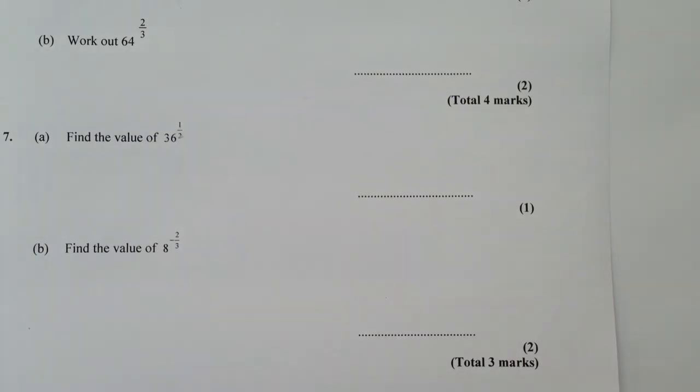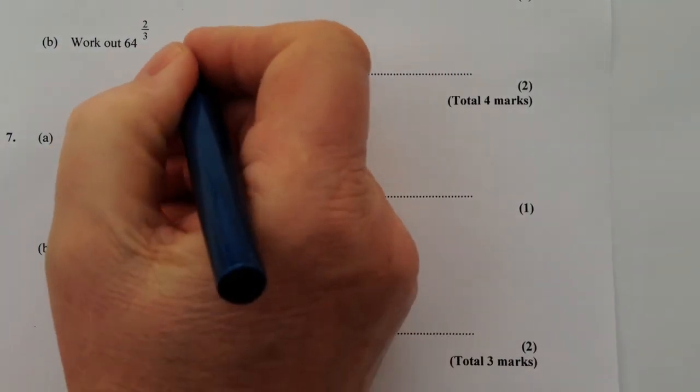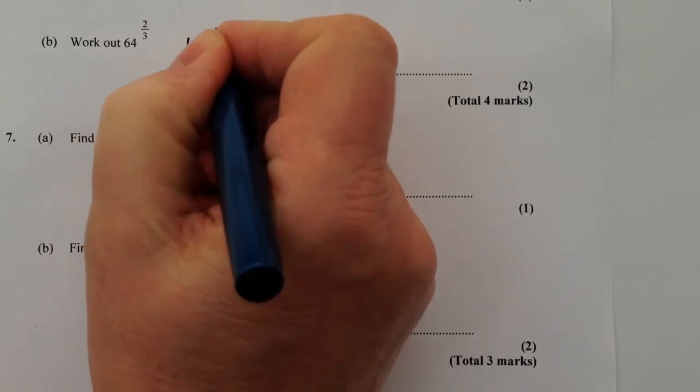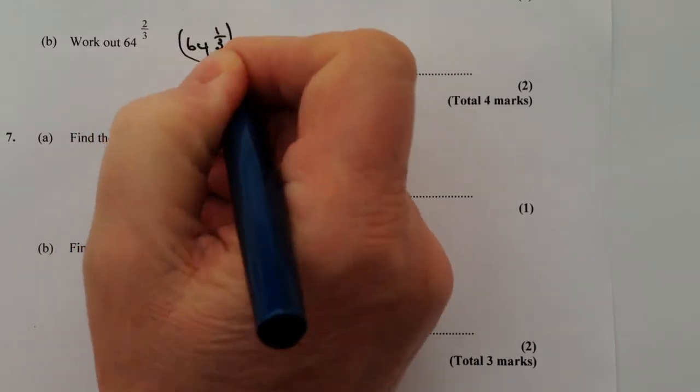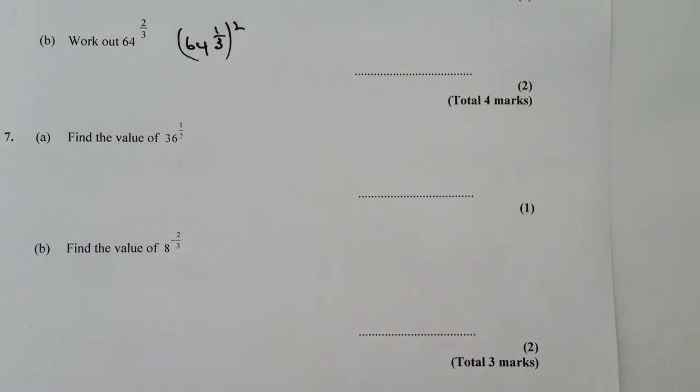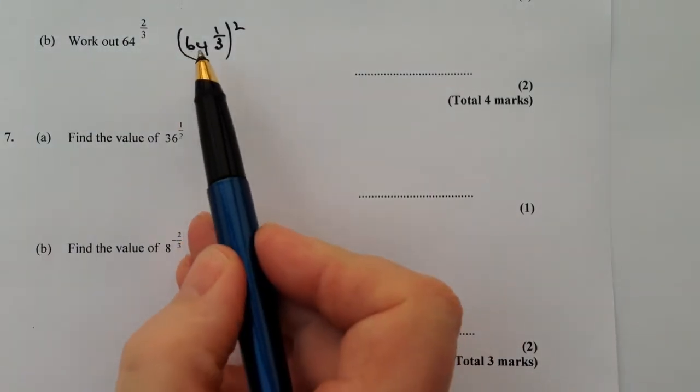So the first one is, we've got 64 to the power of 2/3. Well, the way I'm going to look at that is I'm going to rewrite that, and I'm going to say I can actually change that to 64 to the power of 1/3 squared, because 2 times 1/3 is the same as saying 2/3.